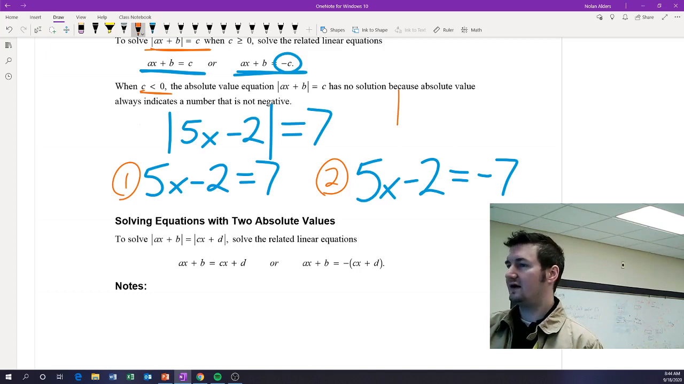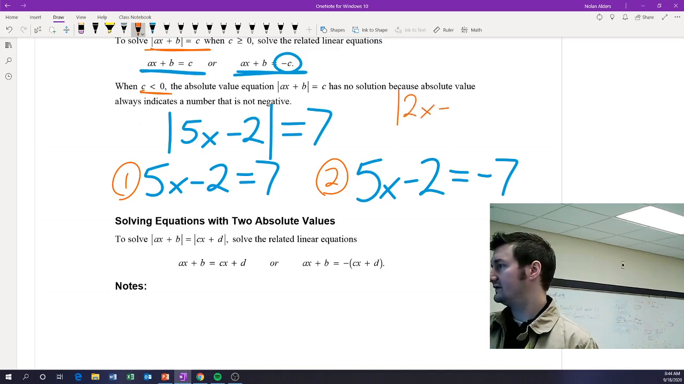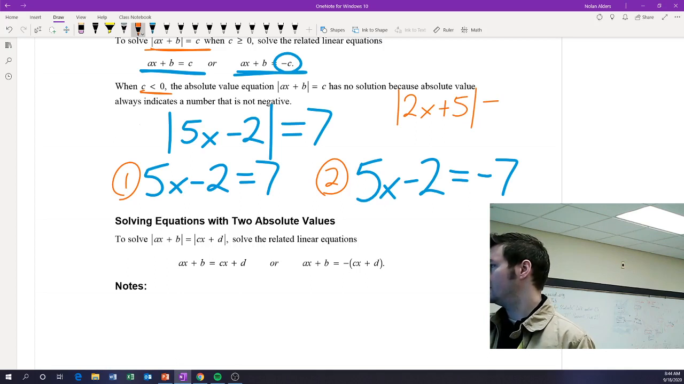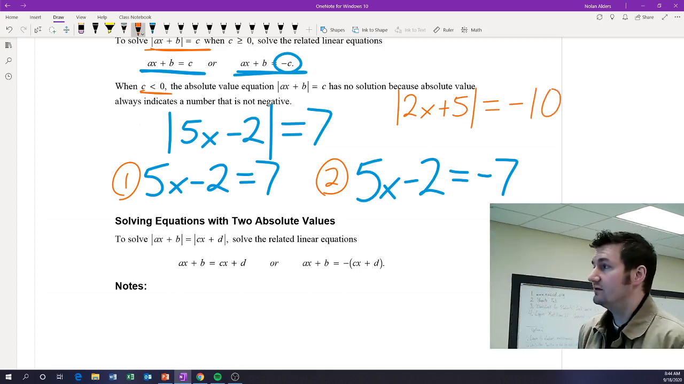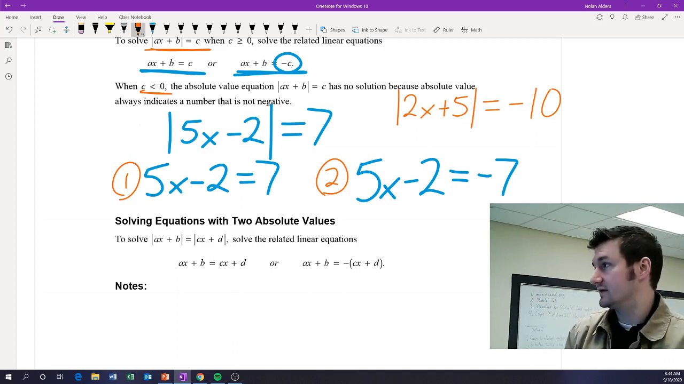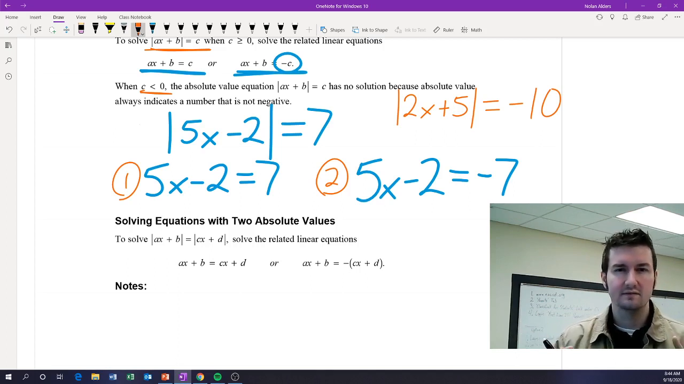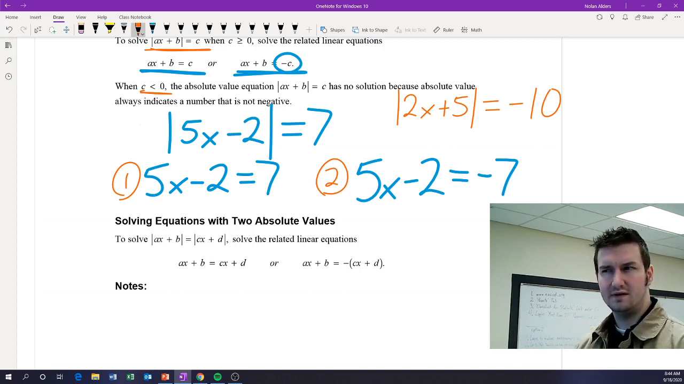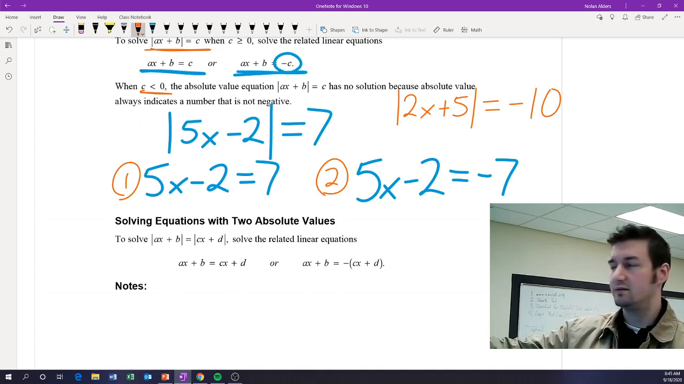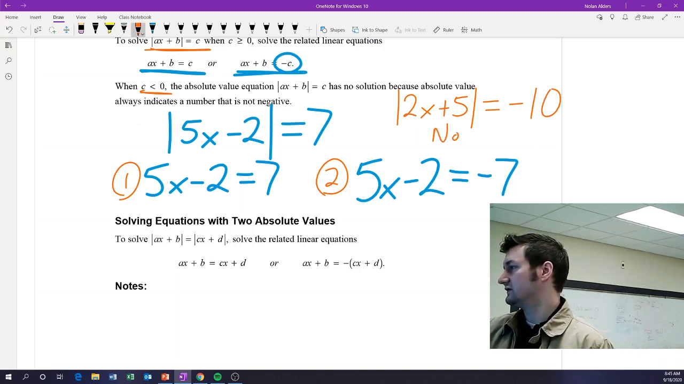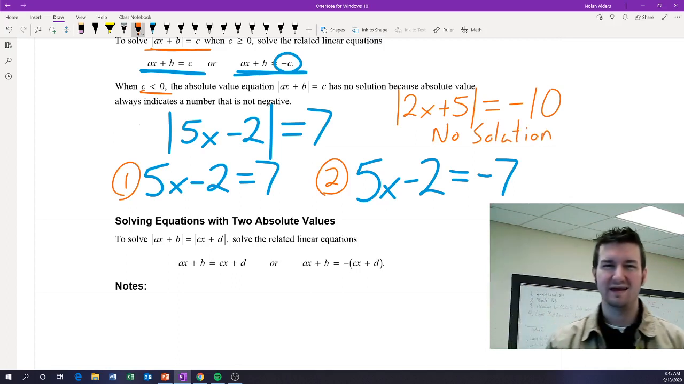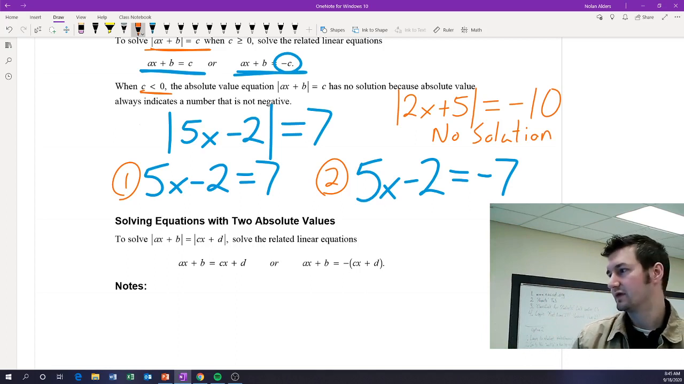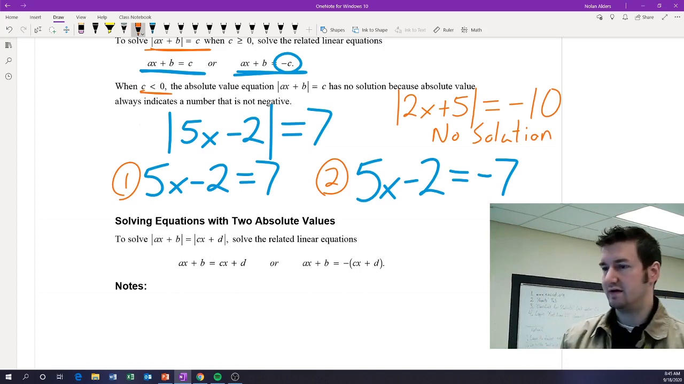So absolute value of 2x plus 5 equals negative 10. This wouldn't work because notice we've got the absolute value of a number, 2x plus 5, equal to a negative number. Remember our properties, we can't take the absolute value of something and get a negative. So this problem would have no solution, because it can't be equal to a negative number. Okay, so just realize that.